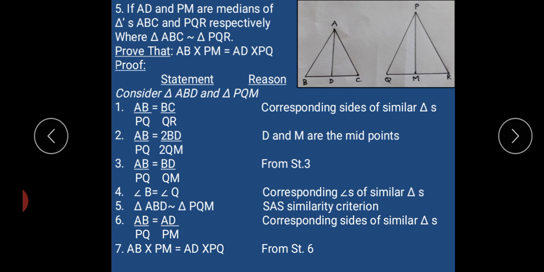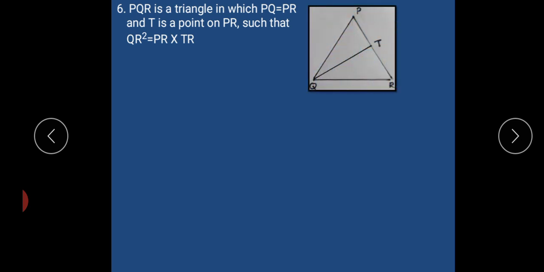Now what are 3 marks riders? For that we'll go to the next rider and see the 6th one. 6th onwards, all riders are from the board paper for 3 marks. So let's go to rider number 6. We'll see the figure. Yes, PQR is a triangle in which PQ is equal to PR, and T is a point on PR such that QR square is equal to PR into TR.